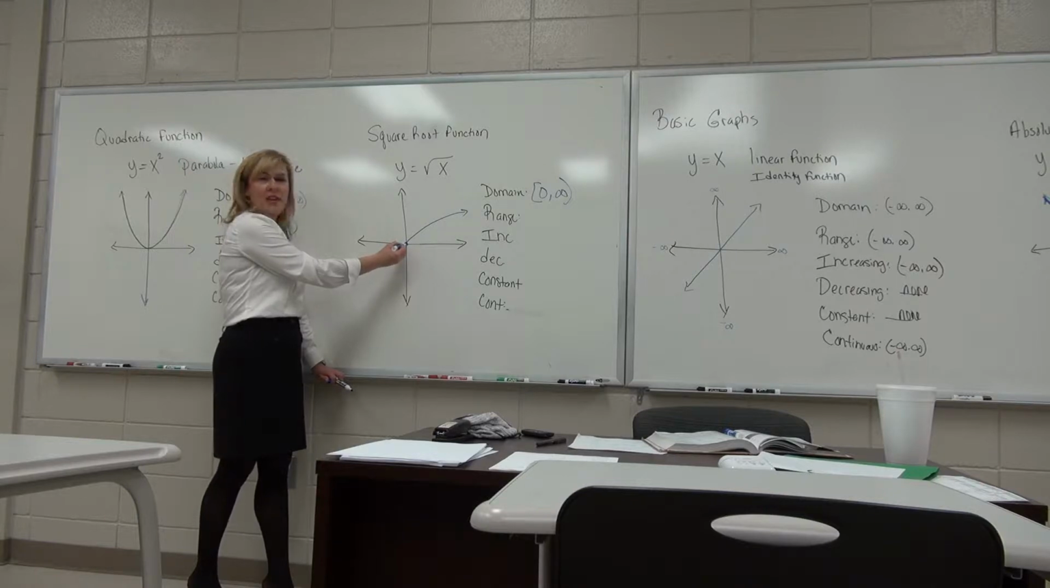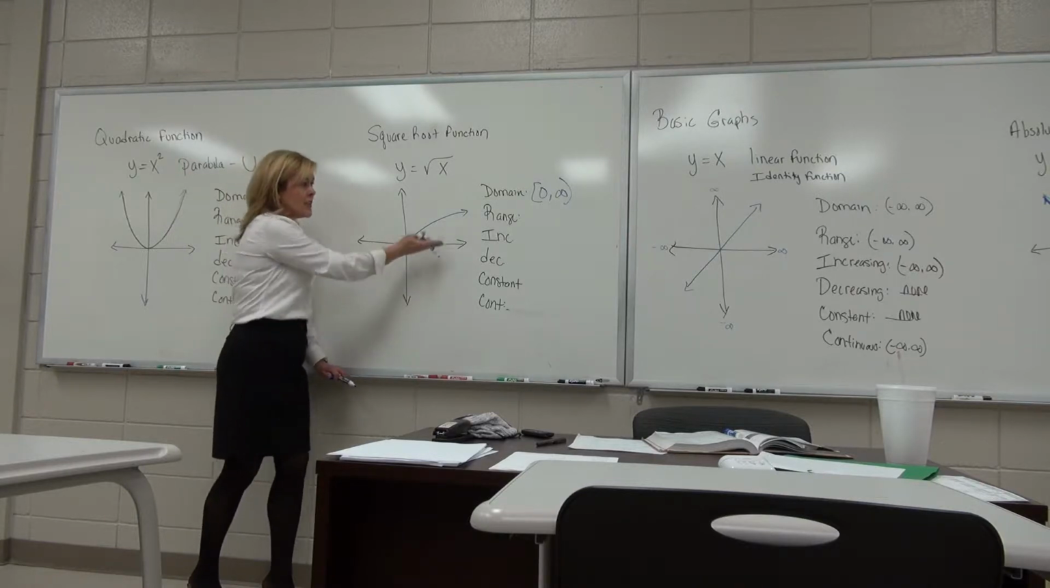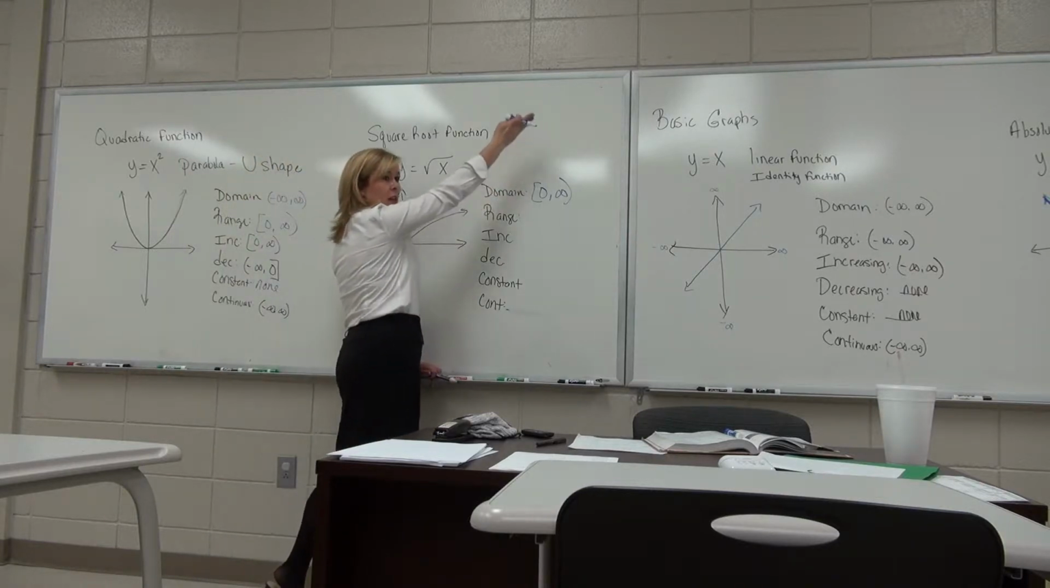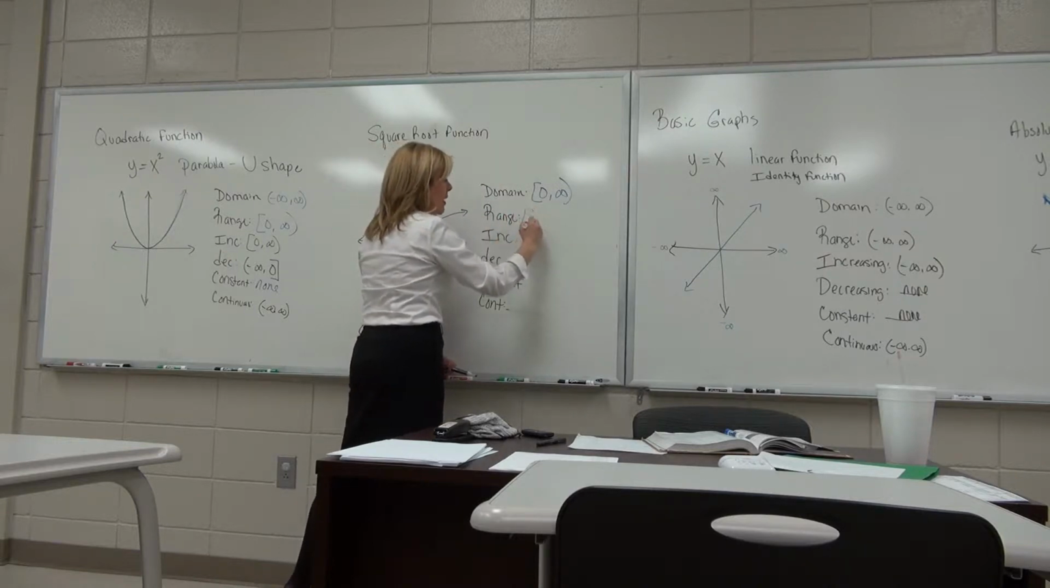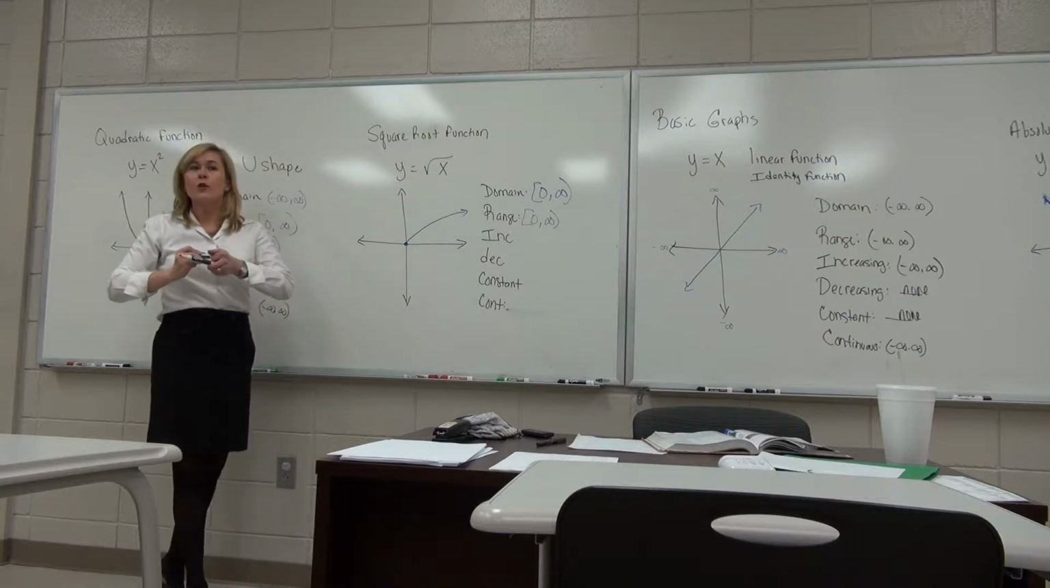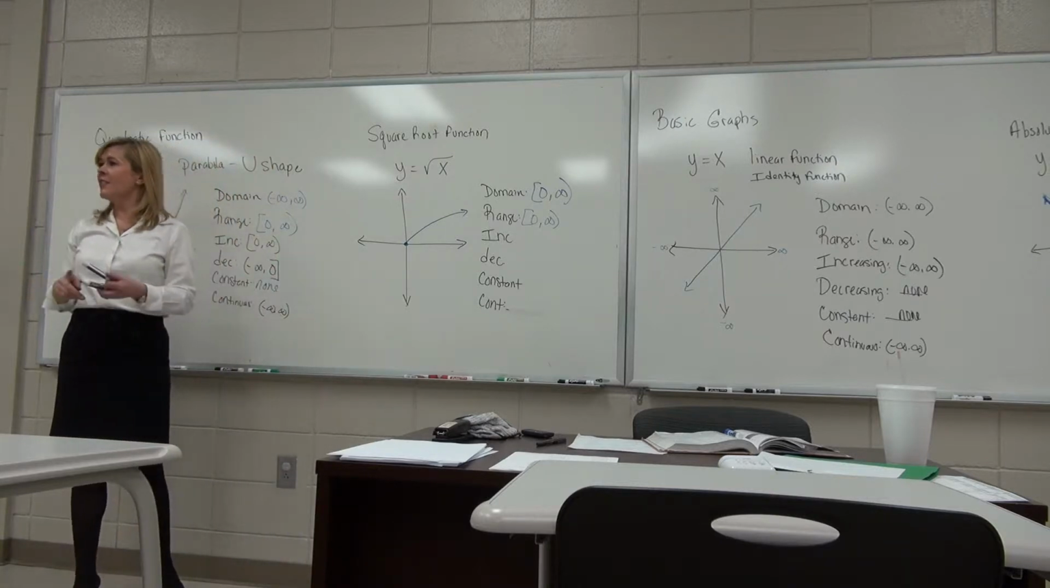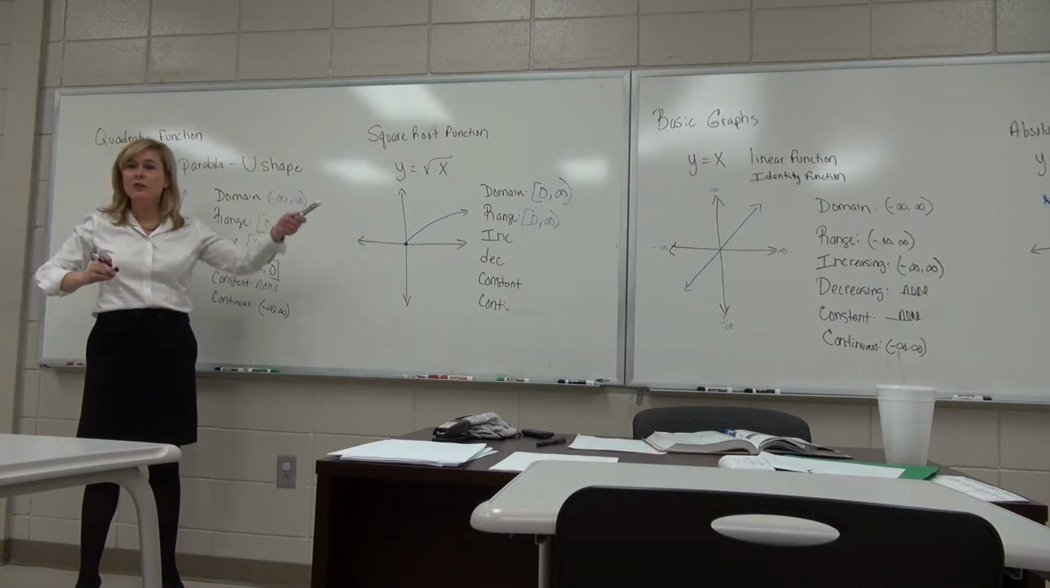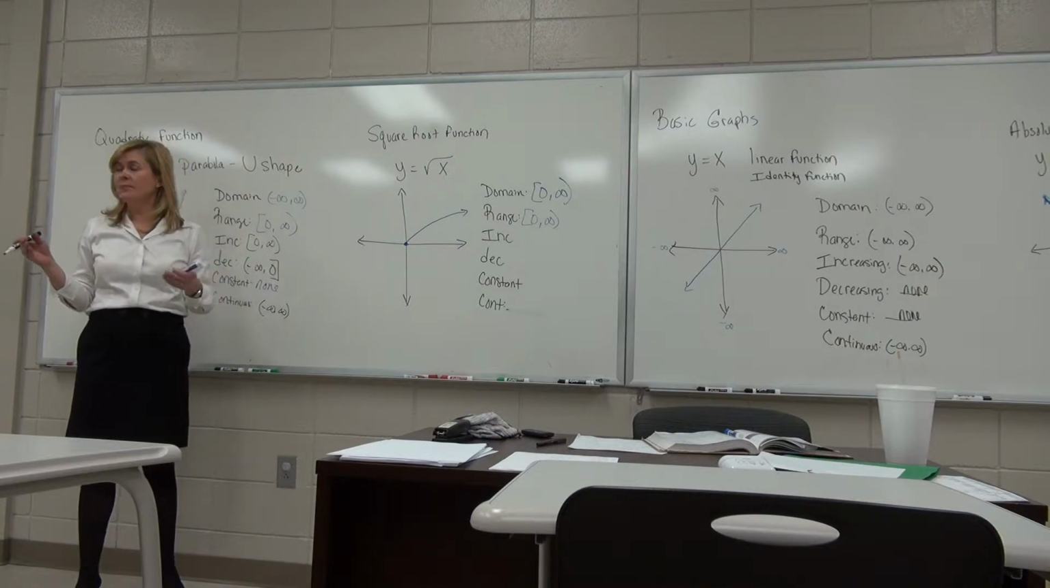My range is what my graph is doing bottom to top. What's my bottom y value here? 0, and then it's going up, but it's going up slowly, but it continually goes up. So my range is also from 0 to infinity. If you're only taking the square root of positive numbers, you're only going to get positive answers. And you agree 0 to infinity, that's positive numbers, right?